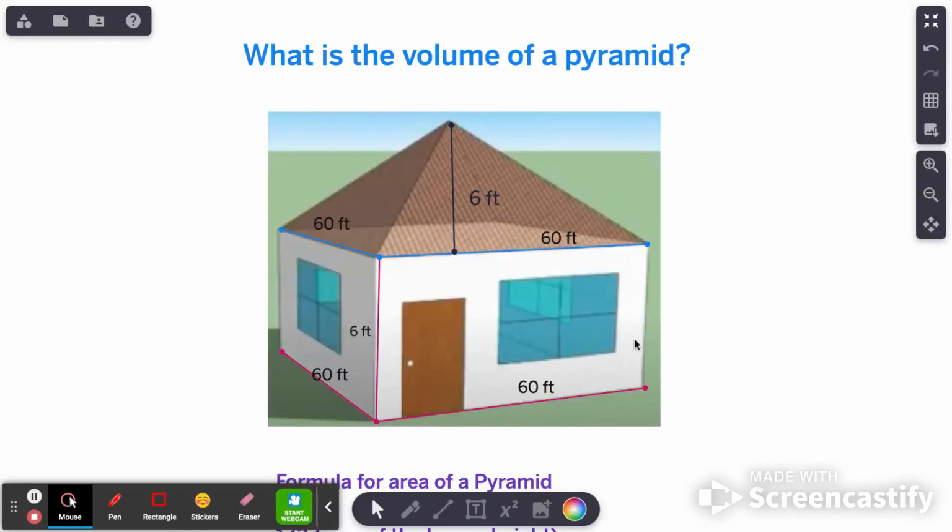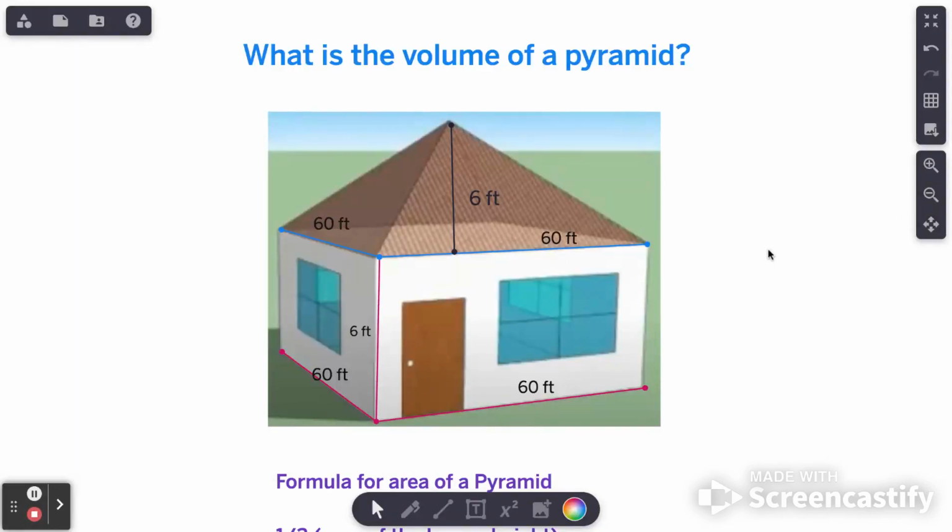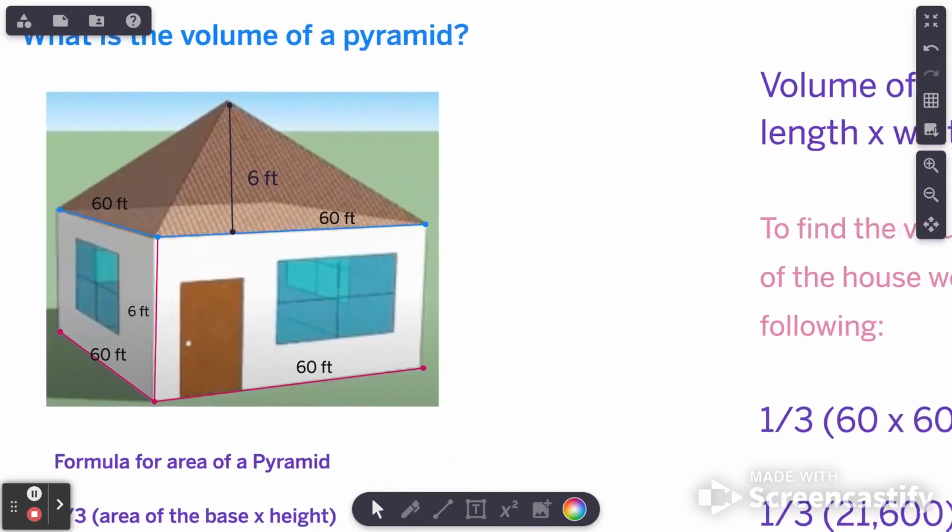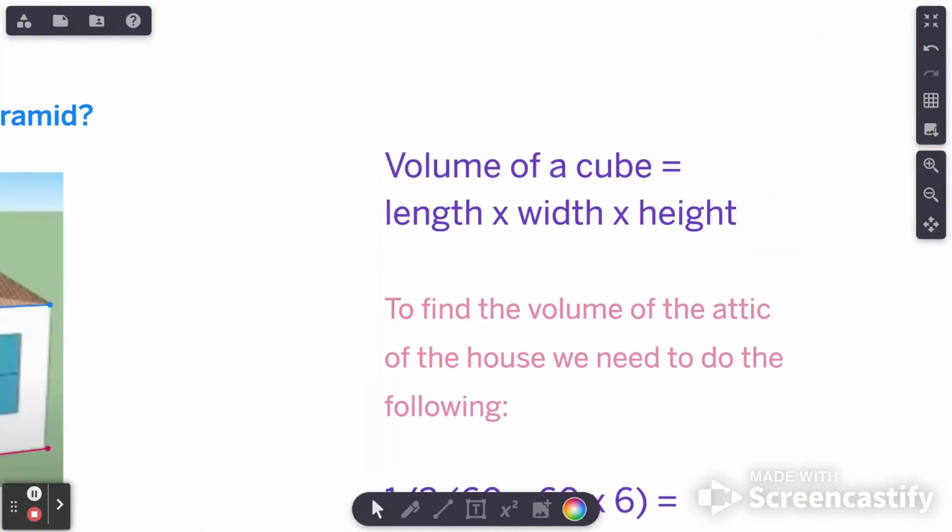All right, everyone. So today we're going to be looking at finding the volume of a pyramid. So I thought we could start with what do we know about volume? We know that volume, for example, of a cube, we want to find what is the space inside, how much space is taken up inside of a shape. So for the volume of a cube, we know it's length times width times height.